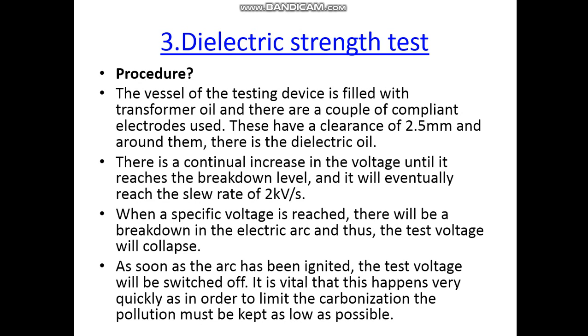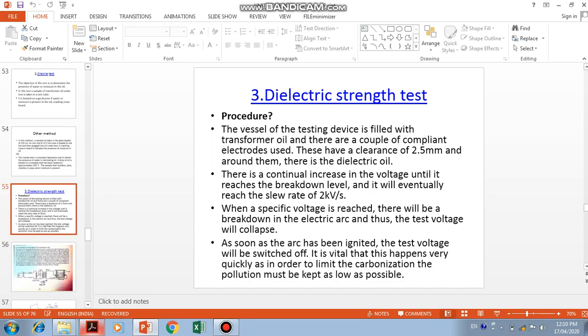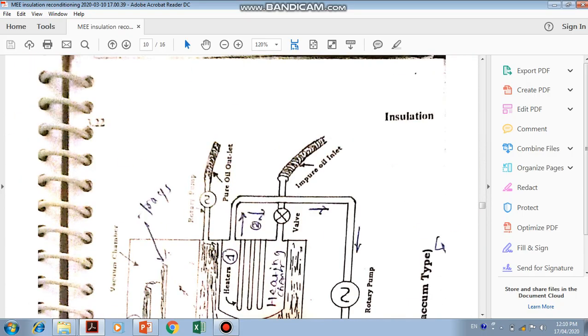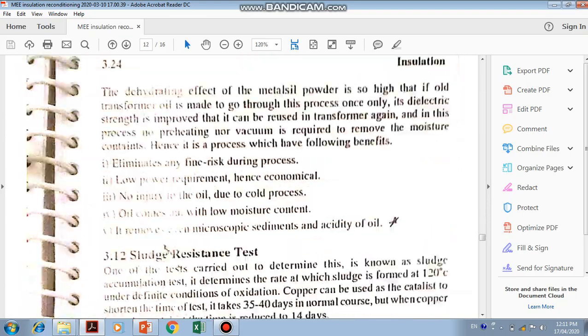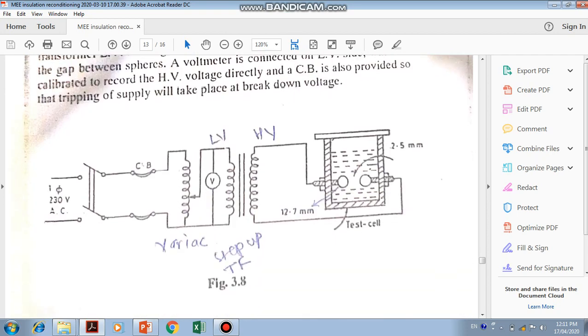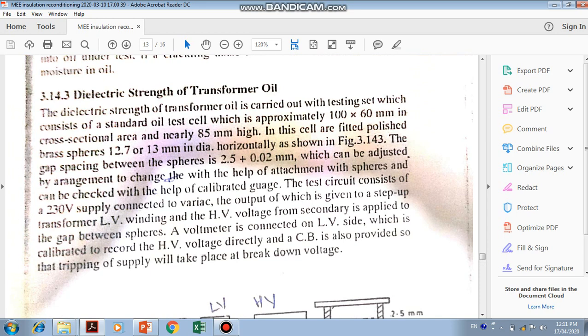Now another test is the dielectric strength test, means the oil BDV test. We call it the oil BDV test of the transformer. This is the most important test as far as the transformer oil is concerned. Basically, we use here the transformer oil testing kit. This is the kit which is generally used. The construction of this oil testing kit is simple.